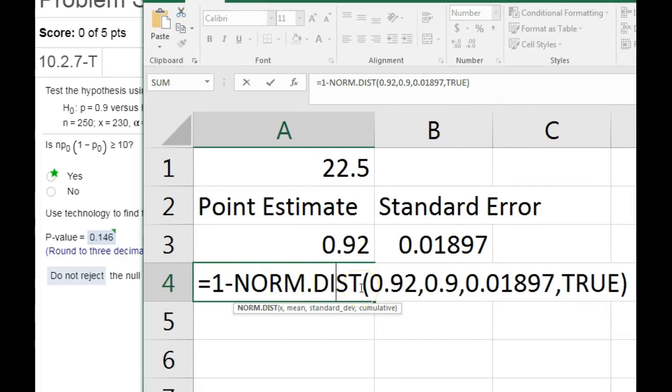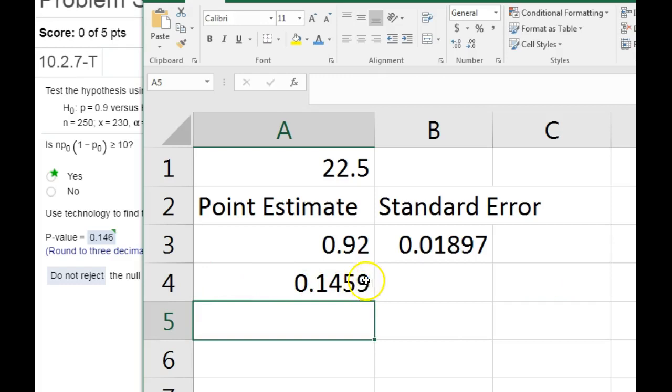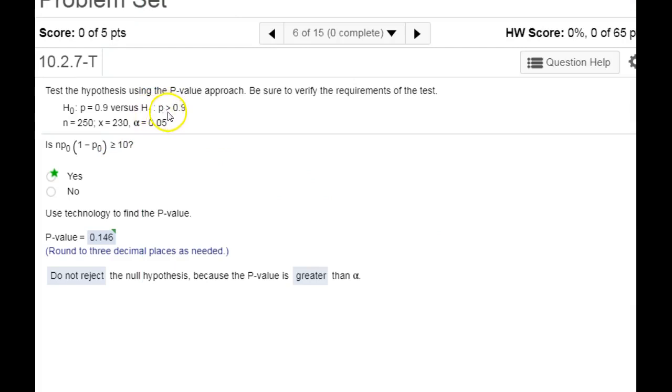So normal distribution. This is our value for our sample, our point estimate, 0.92. Our null hypothesis, the standard error, and then we hit true. And Excel gives you back the probability of being at 0.92 or anywhere further to the left. So if you want to go further to the right, you have to do 1 minus that. And so I do that, and I get 0.1459. That's the probability of getting a sample back that has a point estimate of 0.92 or anything larger. And I want to do larger because our alternative here is greater than or larger.